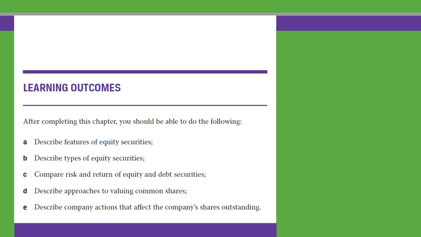Another learning outcome is describe approaches to valuing common shares. We do that a little bit in FIN 1003, which is Financial Systems in Canada. So you might have had some familiarity with that because it is covered in one of the chapters, the dividend discount model. And another learning outcome in this chapter is describe company actions that affect company shares outstanding. So this chapter's only 26 pages.